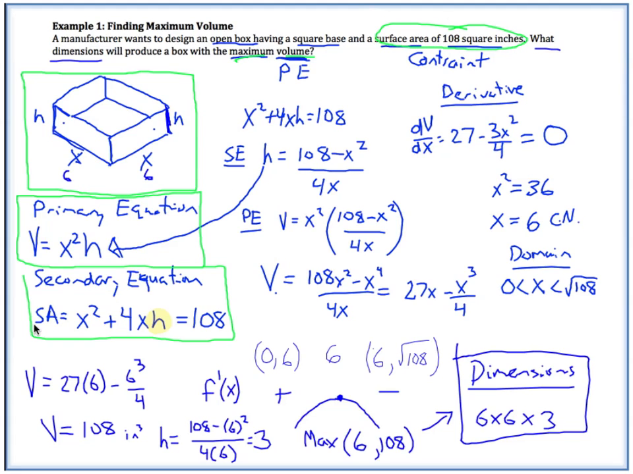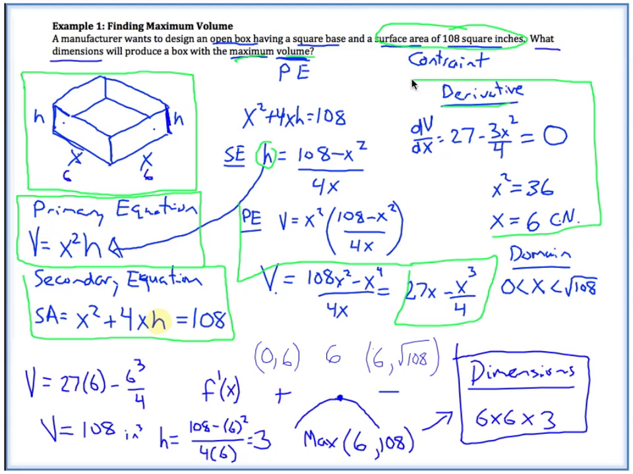So we had to come up with a formula for our surface area. Then we had to rewrite our primary equation by solving the secondary equation for h and then substituting it in. And so this is our actual primary equation here, which, notice, we reduced down. And then what we did is find the derivative to try to find our critical numbers. So we set it equal to 0, and then we found our critical numbers. Okay, so that's another important step.